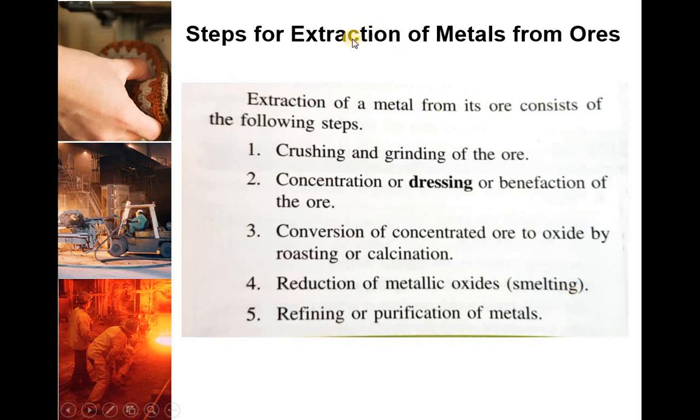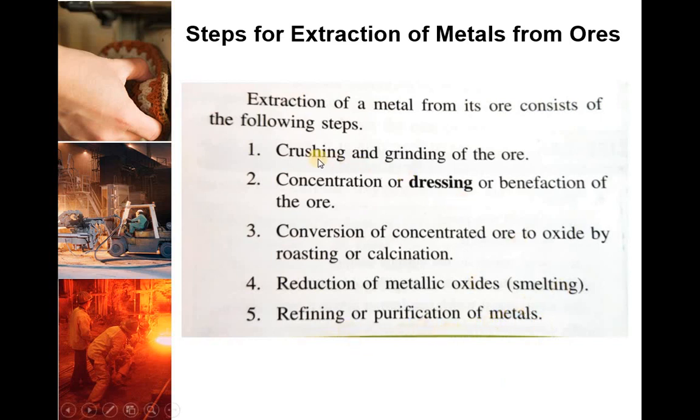So the steps for extraction of metals from ores. Now these steps consist of crushing and grinding of the ore, then concentration or dressing or beneficiation of the ore, conversion of concentrated ore into oxide either by roasting or calcination, then reduction of metallic oxides which is also called smelting, and then refining or purification of metals.